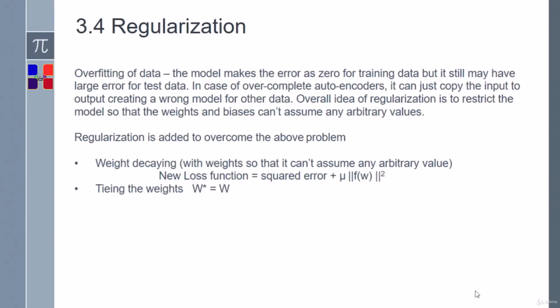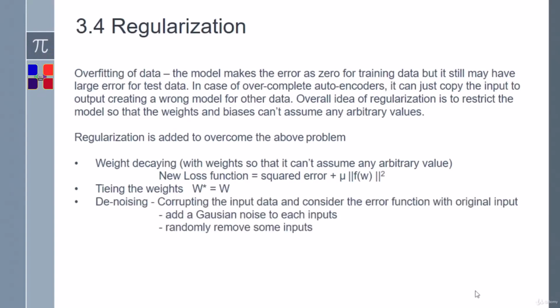So one of the ways to minimize or reduce overfitting is to tie these two weights. So all these two weights have to be the same. Another way could be denoising the input as well as the output values. So what you can do is that instead of taking the input value as it is, you add some noise in that. Okay, and the same thing can be done in the output value also.